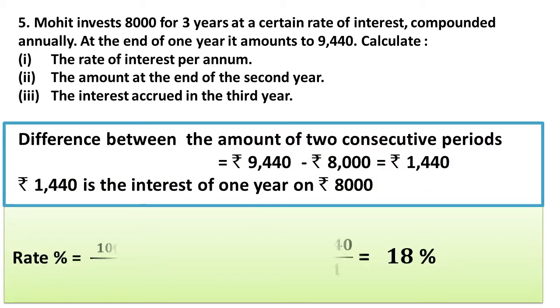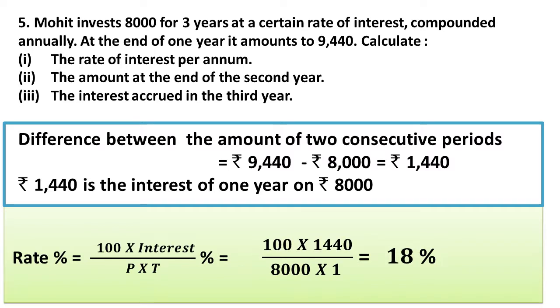1,440. Apply the same formula and calculate the rate of interest. Rate of interest will be equal to 18%. The major difference to note in this problem is that it is not said that 8,000 is the amount of 1 year, but that 8,000 is invested. After 1 year, the amount leads to ₹9,440. So the difference is nothing but the compound interest.